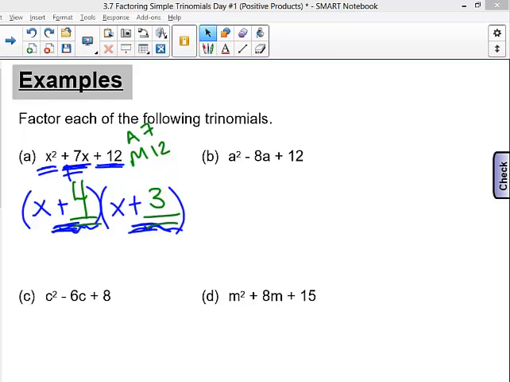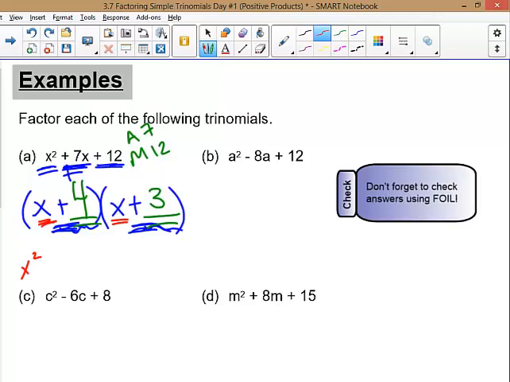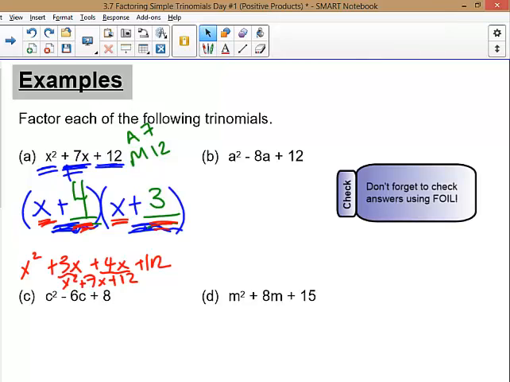We'd be able to check this answer and any of these answers by using FOIL. So if you wanted to, you could check this by saying, well, what's x times x? It's x squared. What's x times positive 3? It's positive 3x. What's 4 times x? It's positive 4x. And what's 4 times 3? Positive 12. And then realizing that this term and this term collect to make the 7x that you had in your original question. Okay, so again, all that I've written in red is just checking my answer. It is not part of the answer at all. It is not part of factoring. That's the exact opposite of factoring. It's expanding.